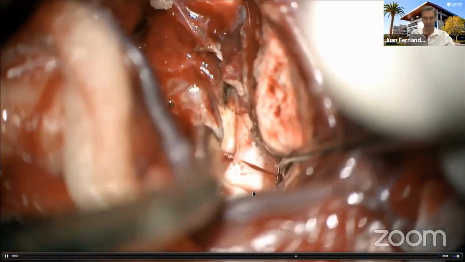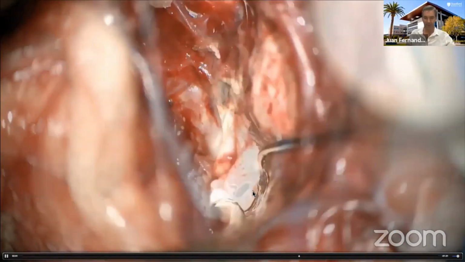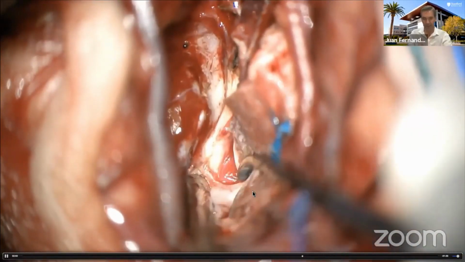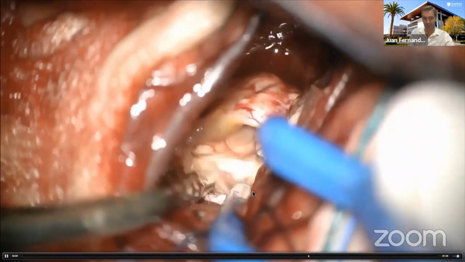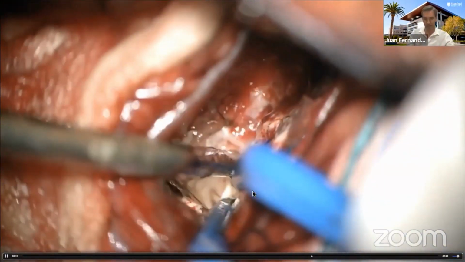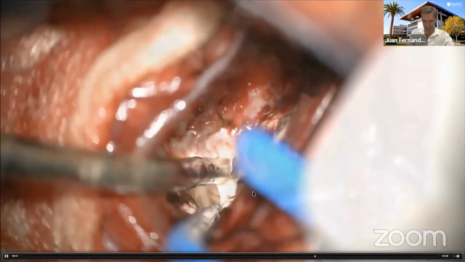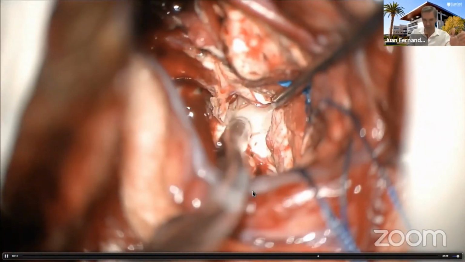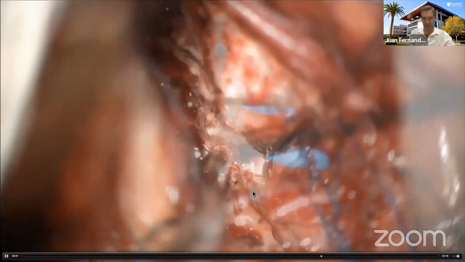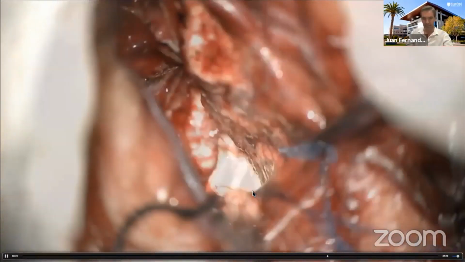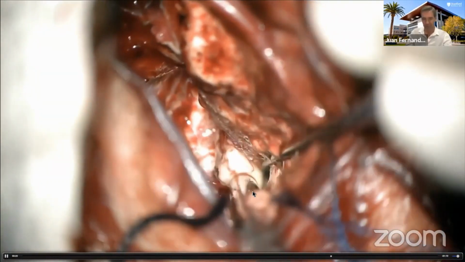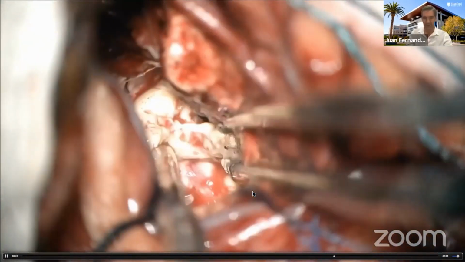Now, how do you get more posterior? I think it's important to have a good head position and a good orientation of your microscope so you can look posteriorly. And now we're looking all the way to the uncus without having to extend our incision along the inferior insular sulcus too much. This patient actually will get a quadrantanopsia, very likely, because we're getting more posterior, but that's a relatively mild deficit.